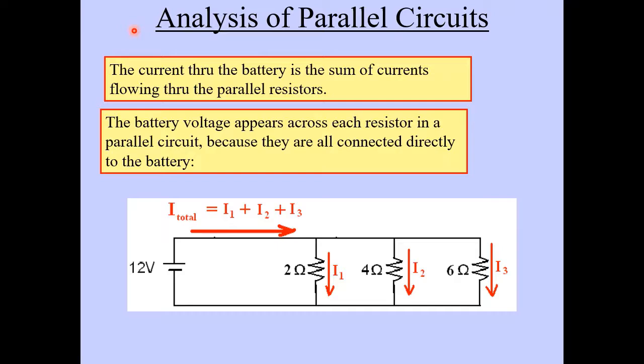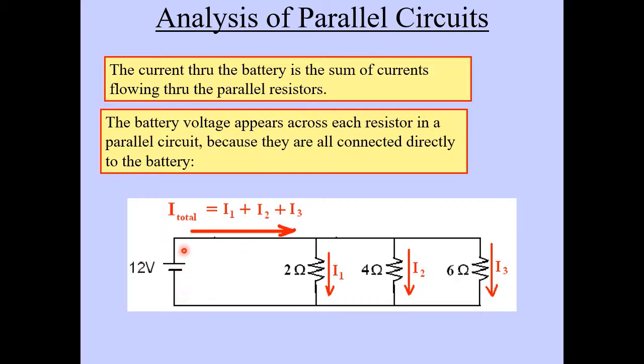So let's use some of the tricks that we just learned to analyze a parallel circuit. Here's our parallel circuit down here. We've got a battery, and we've got 3 resistances in this one, all connected in parallel to each other. The first rule here is that the current through the battery is the sum of the currents flowing through the parallel resistors. So what does that mean?